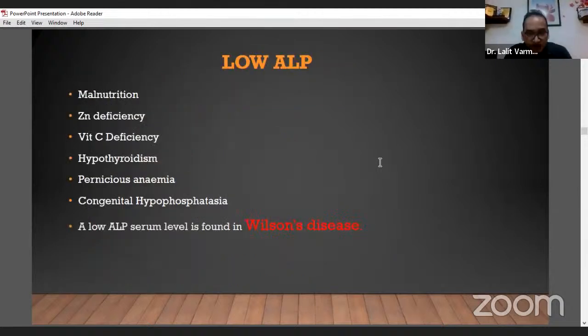Now, we also see low ALP, and the one in red is significant because in Wilson's disease, you have low ALP. And the lower the ALP, the prognosis really becomes poor. It's coming in further discussion, but you can see low ALP in malnutrition, zinc deficiency, vitamin C deficiency, hypothyroidism, pernicious anemia, and congenital hypophosphatasia.